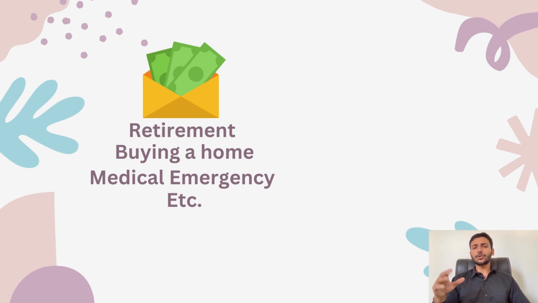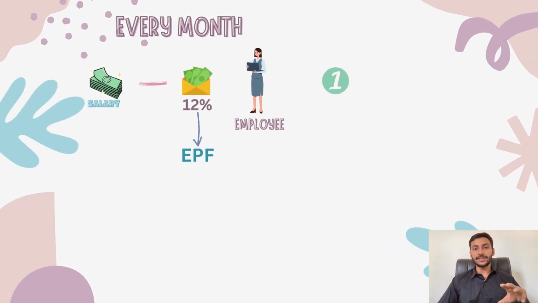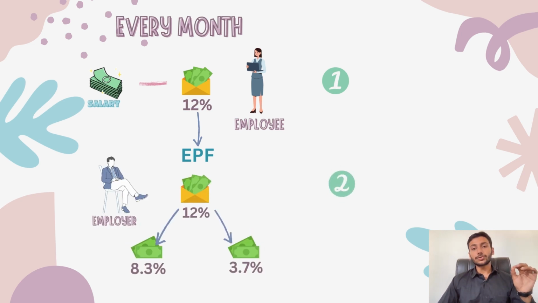Okay, now let's talk about some mathematical terms. Every month, 12% of PF is deducted from the employee's salary. And that 12% is what we call EPF, Employee's Contribution to Provident Fund. Similarly, 12% is also deposited by the employer.